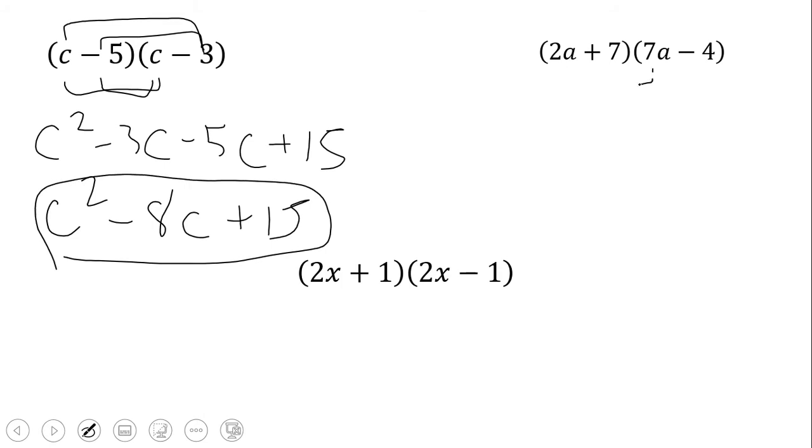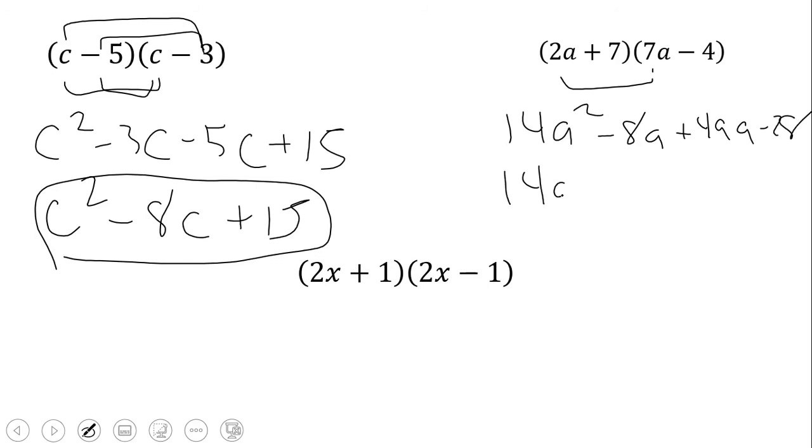Similarly here in the next problem, so 2a times 7a, that's going to give you 14a squared. When you go to do your outers, negative 8a. When you go to do your inners, 49a, and when you go to do your last, negative 28. Standard form for your answer, always, they call it the standard form because everybody's answer will look the same. So 14a squared, combine the like terms in the middle, that's going to give you a positive 41a, and then finish it off with a negative 28.